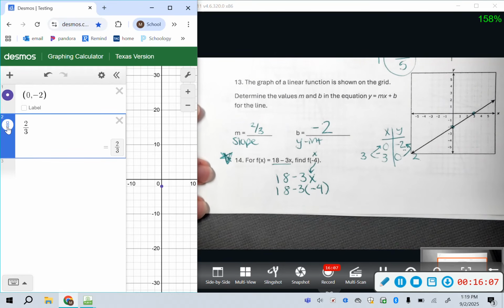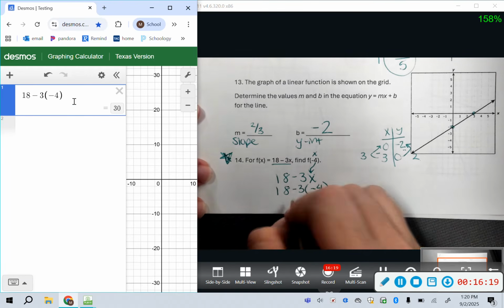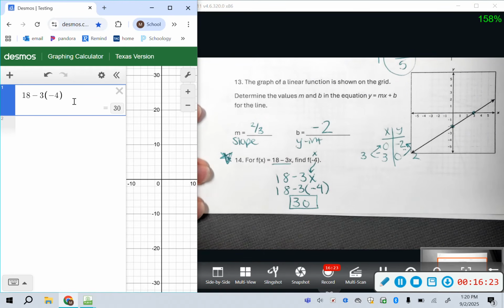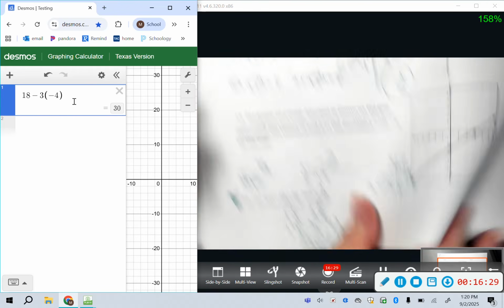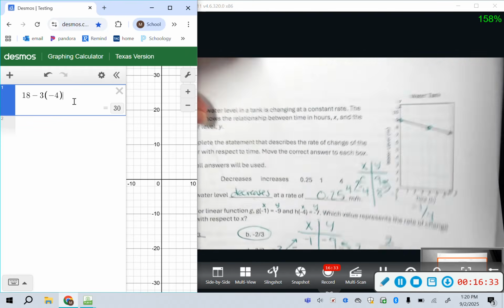I'm replacing it. So there's no more x, sorry. Knowing that, from here I can type in the calculator 18 minus 3 parentheses -4, and I get 30. We like this one better than number 1 because it has less work, but you just have to know where to plug in. Inside parentheses goes inside the equation. Outside parentheses, like on number 1, goes outside the equation.